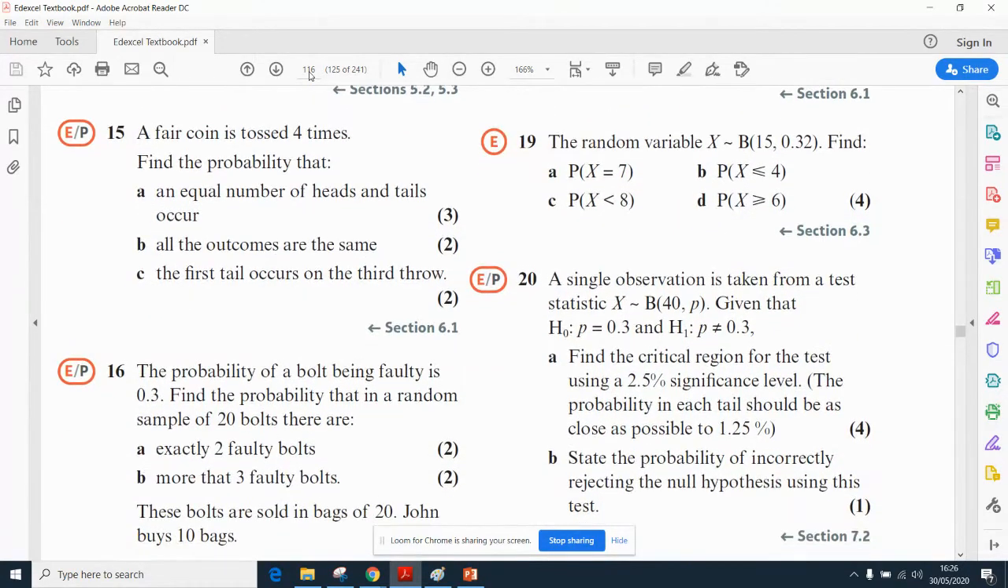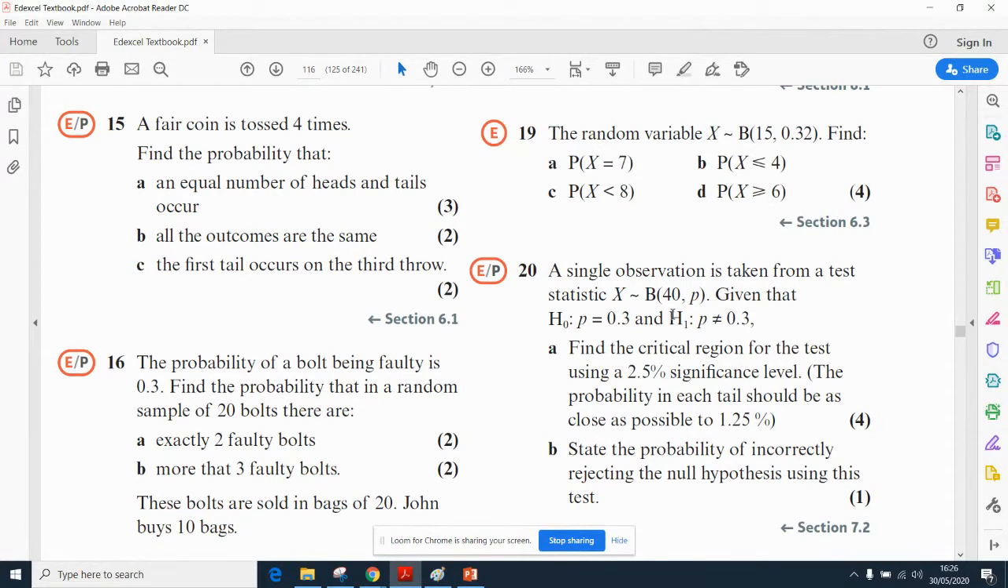it's asking for the critical region. So the critical region is asking, well, where is it failing this? And it's failing this either between 0 and 5 or between 19 and 40. And then state the probability of incorrectly rejecting the null hypothesis. Well, those values we looked at were not exact. We just sort of went to the closest ones.